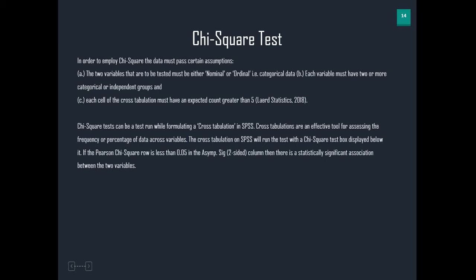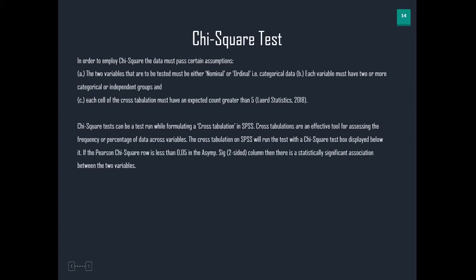Well, a chi-square test for association, as its name implies, is to see if there's an association between one variable and the other. For example, does an independent variable, such as gender, affect a dependent variable, such as their attitudes to climate change? But there are certain assumptions that chi-square expects your data to have in order to be valid. The first one is that the two variables tested must either be nominal or ordinal. So they must be, for example, male, female, or age.